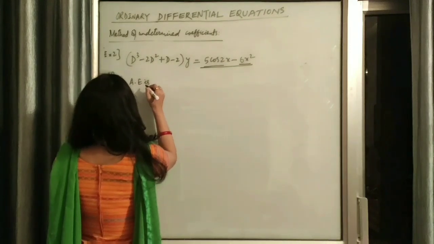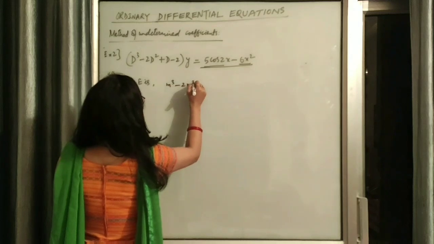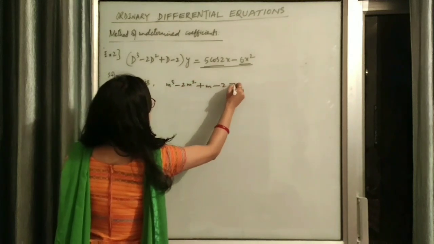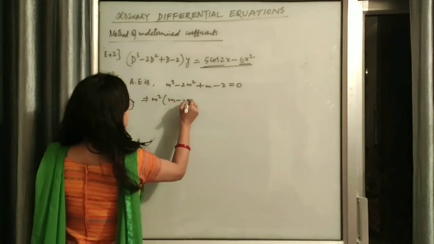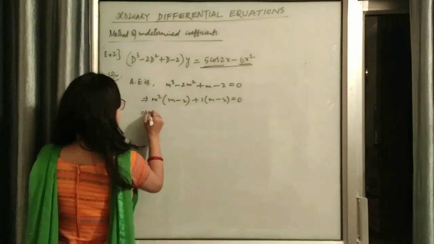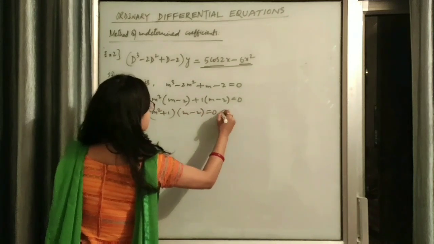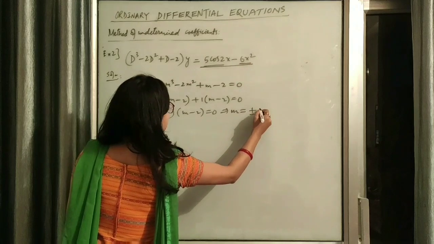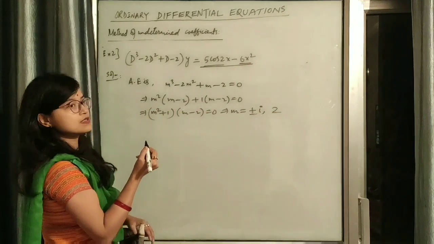Let's see the auxiliary equation. The auxiliary equation is m³ − 2m² + m − 2 = 0. So taking common, this is m²(m − 2) + 1(m − 2). So we have the factors here, m² + 1 and m − 2. So the roots are ±i and 2, complex as well as real.